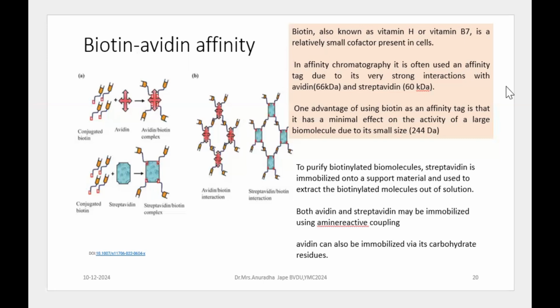Similarly, you have lectin affinity chromatography, biotin avidin affinity. So all these examples we have to learn today. To say the one, say lectin affinity chromatography.